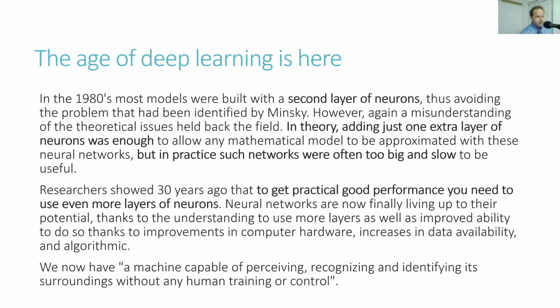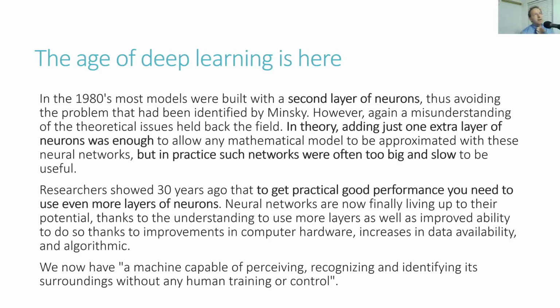So in the 80s, during and after this was released, people started building in this second layer of neurons, avoiding Minsky's problem. And in fact, it was mathematically provable that by adding that one extra layer of neurons, it was enough to allow any mathematical model to be approximated to any level of accuracy with these neural networks. So that was the exact opposite of the Minsky thing. That was like, hey, there's nothing we can't do. Provably there's nothing we can't do. And that was kind of when I started getting involved in neural networks.